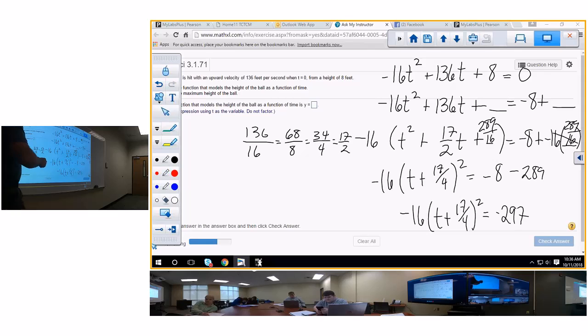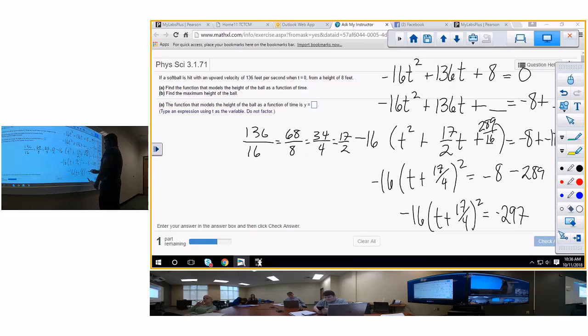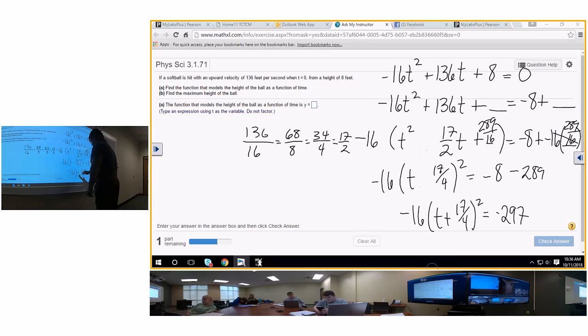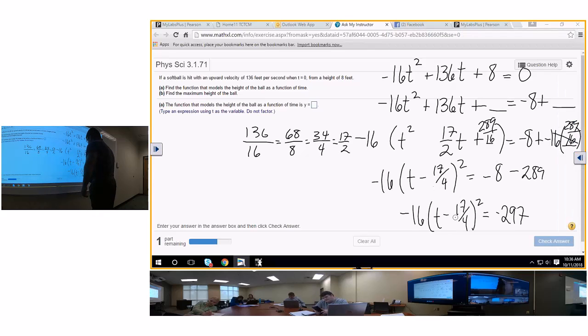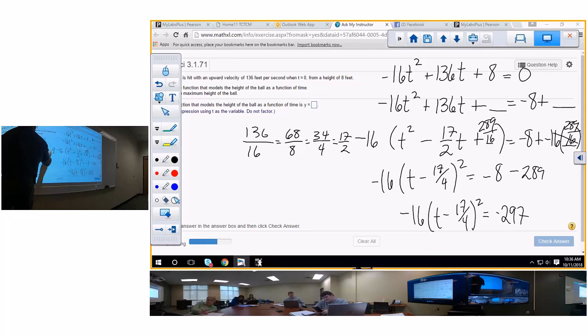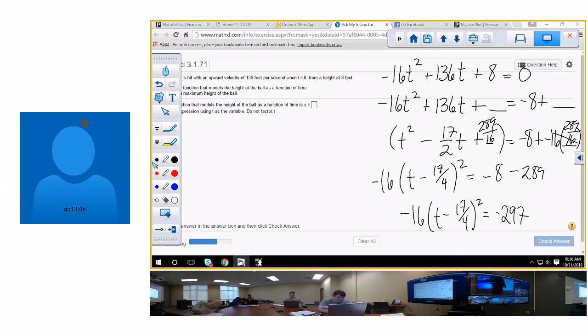No, that's not supposed to be a negative. When I factored out the 16, I was too busy working on the division. That's supposed to be a negative, because you can't have a negative x when you throw in a ball. You can't have that. There we go. All right, now that 17 halves was messing with my head.